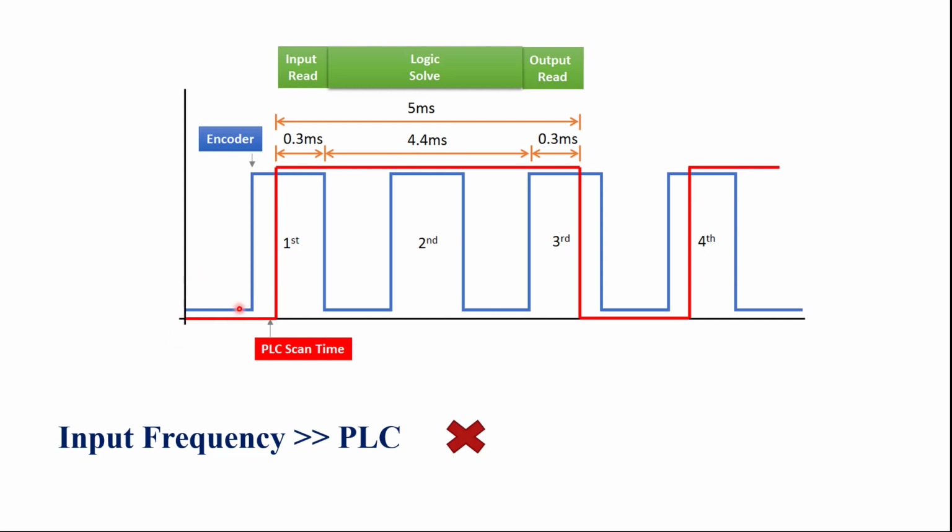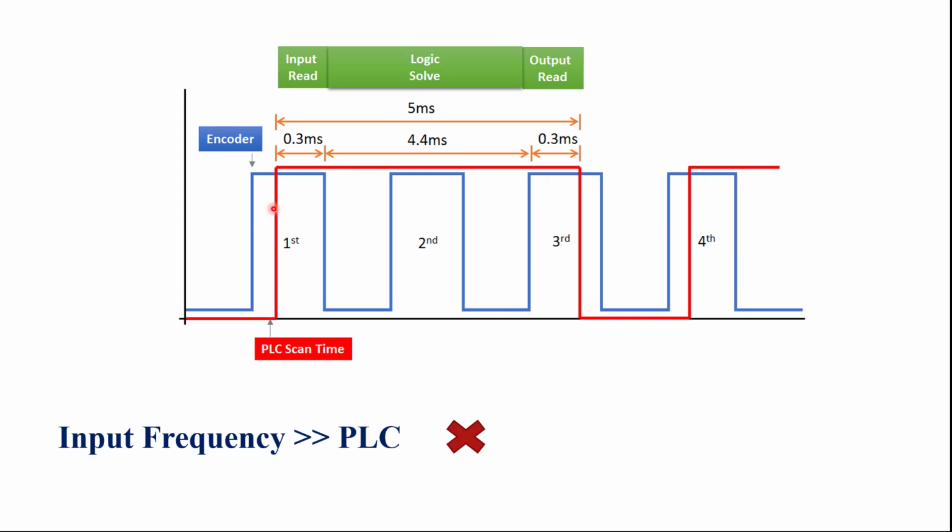Now this blue indicates the encoder input. As I have already told, the encoder input frequency is 1 millisecond. So the encoder gives this first input pulse. This is the second input pulse of the encoder. This is the third input pulse. This is the fourth input pulse.